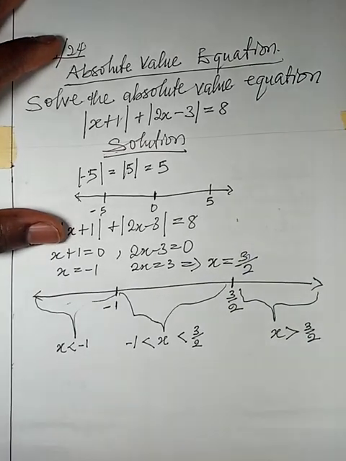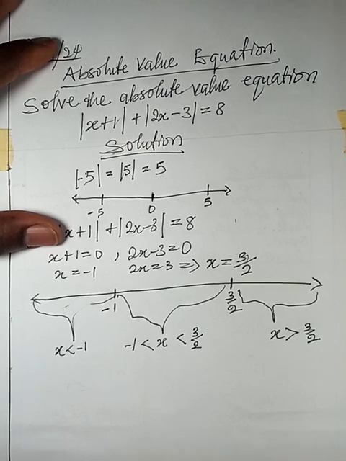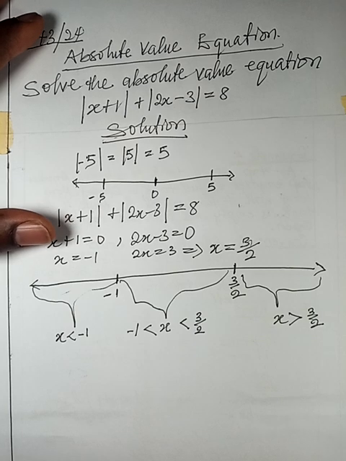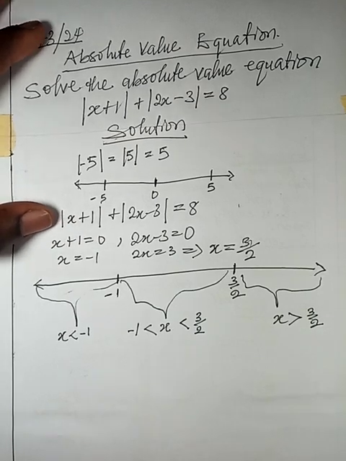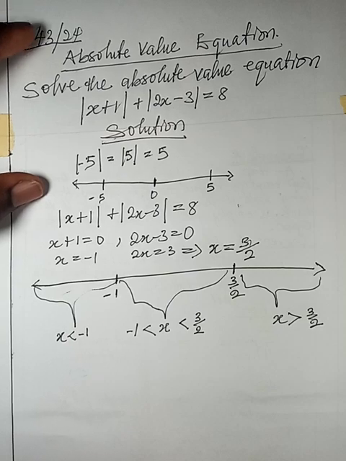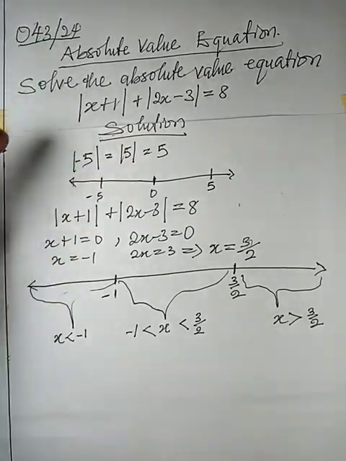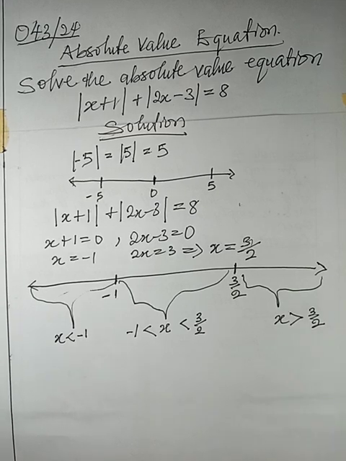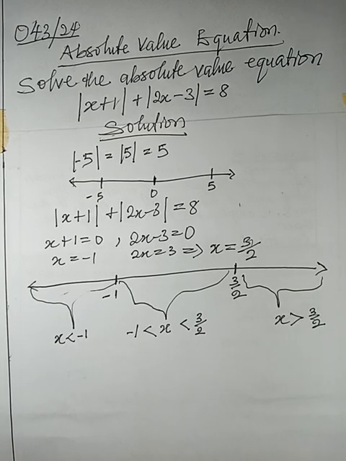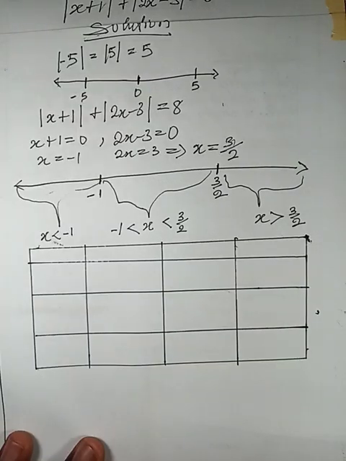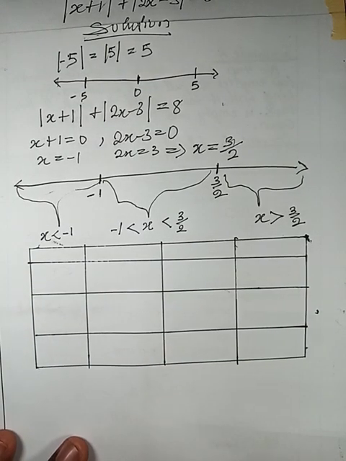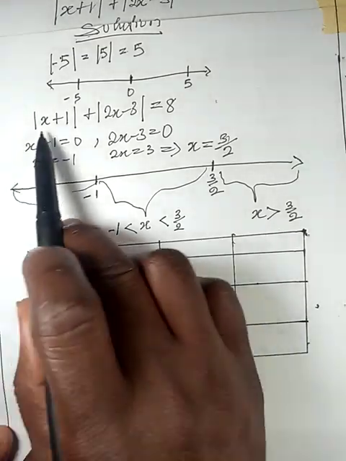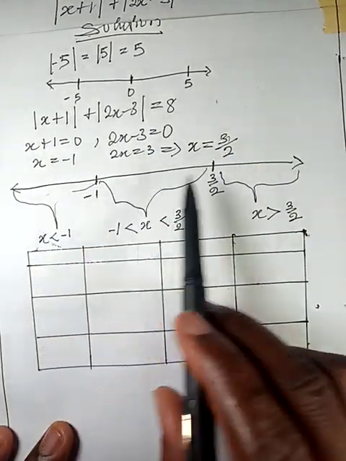Now, the next thing is we are going to construct a table or a grid so that we'll see the behavior of these expressions that make up the absolute value equation. So first, let me construct a table. So this is our table. Now, what do we do with this table? We need to find the behavior of these expressions in each of these regions.